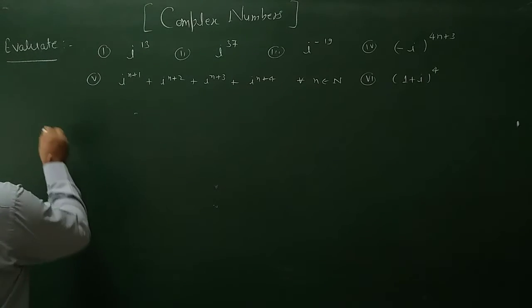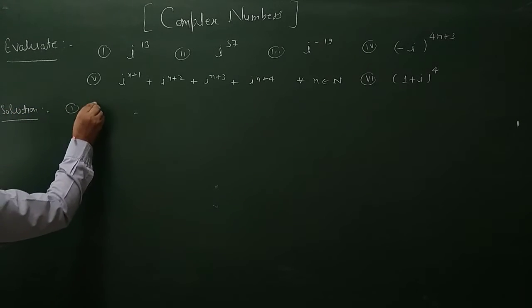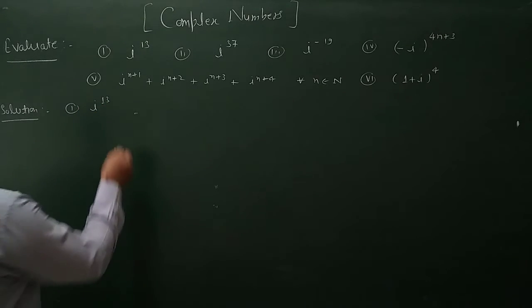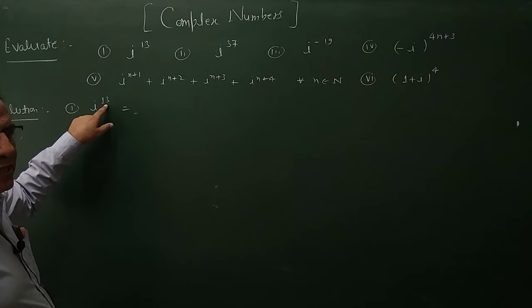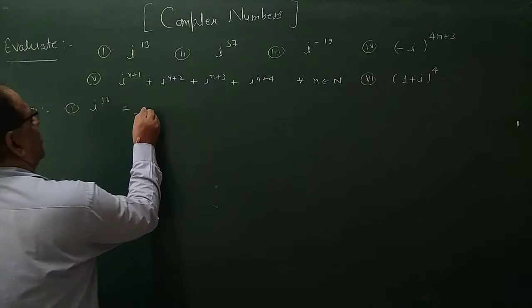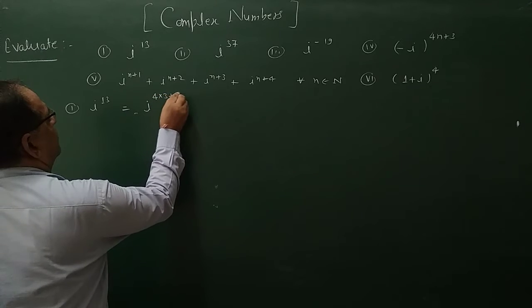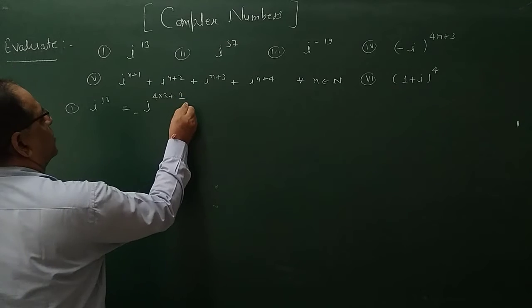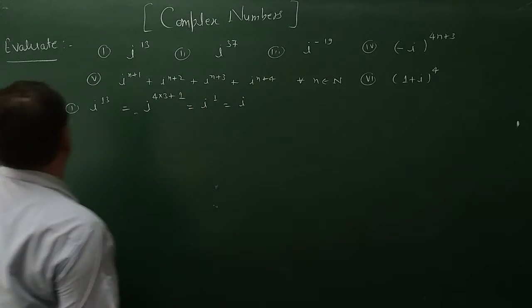Okay, so now start with the first, iota to the power 13. Clearly the power is greater than 4, so we use the Euclid lemma for 13 using the divisor as 4. So this can be expanded as 4 into 3 plus 1, that means iota to the power 1. So the answer is iota.